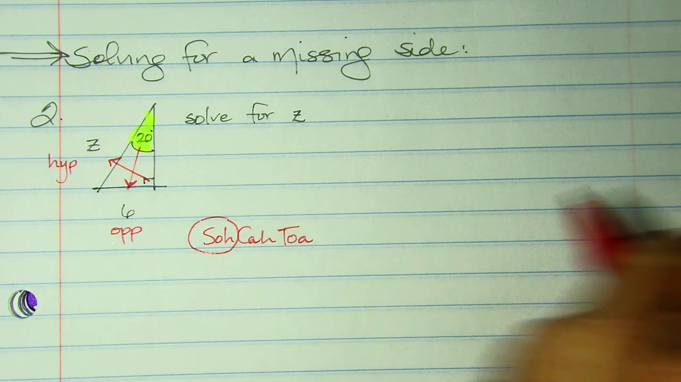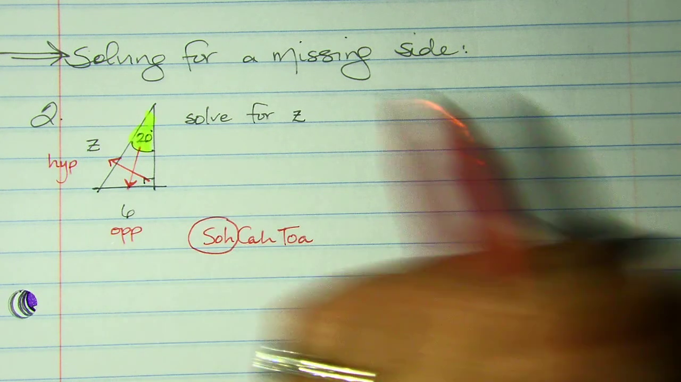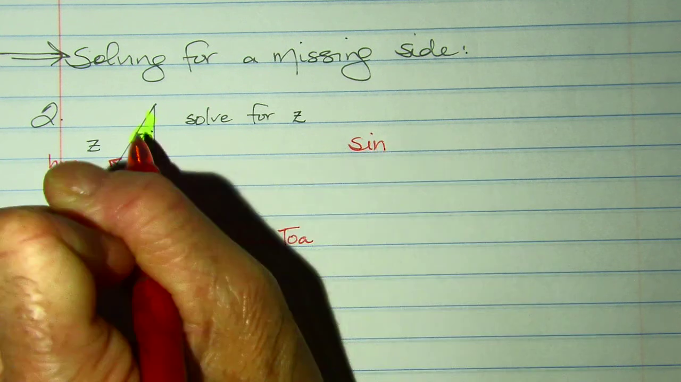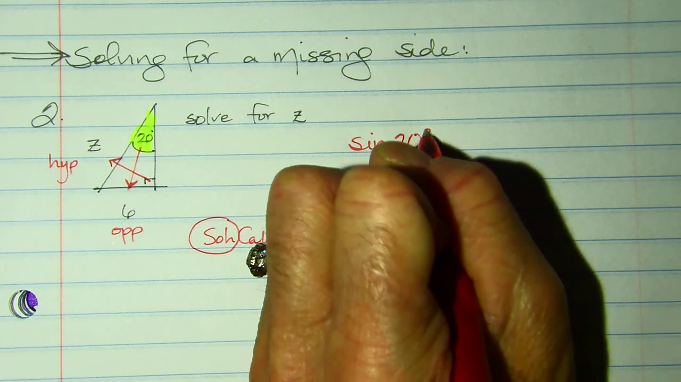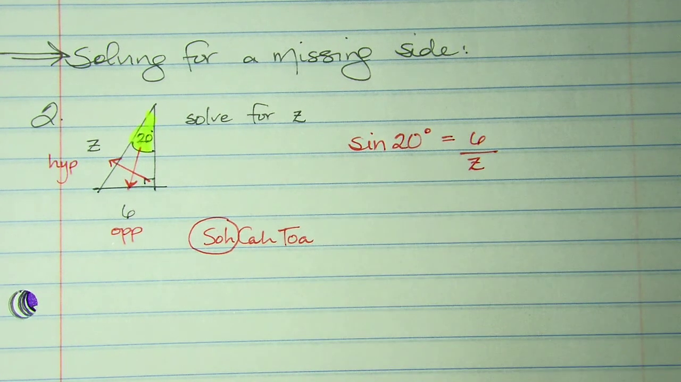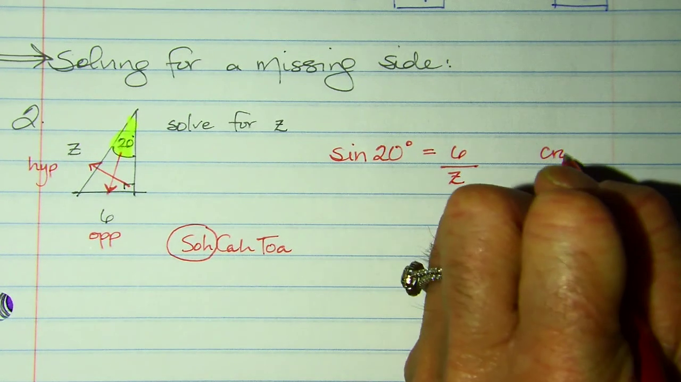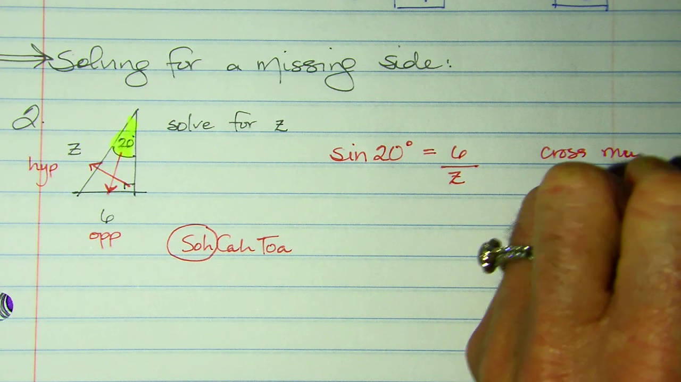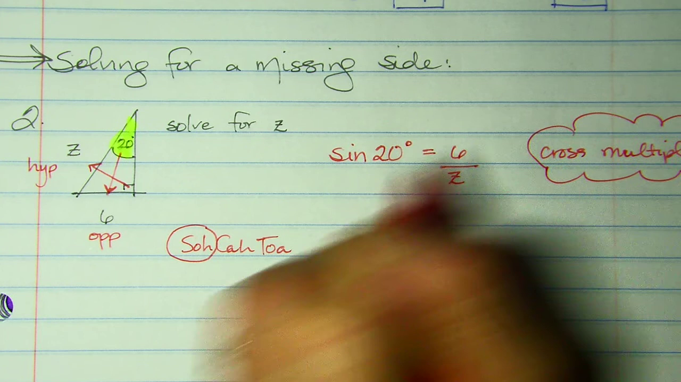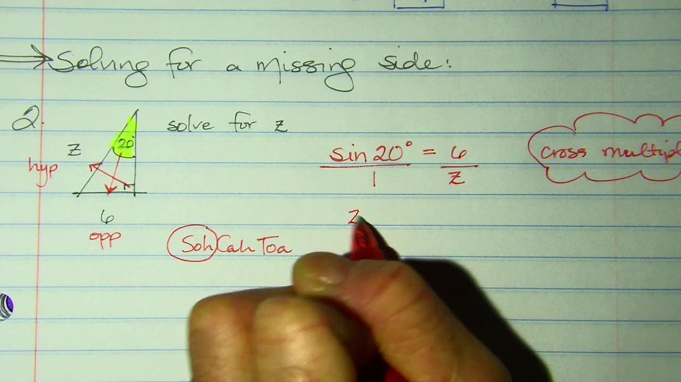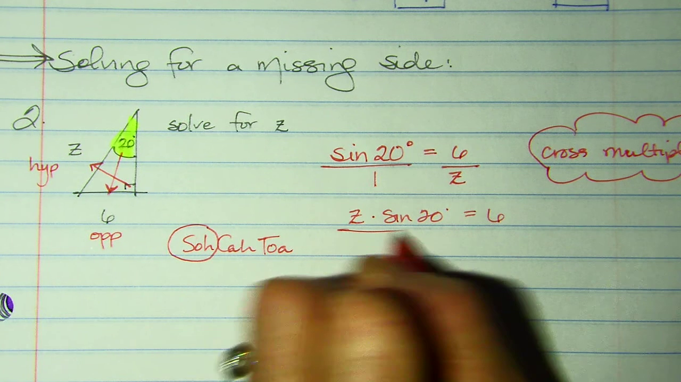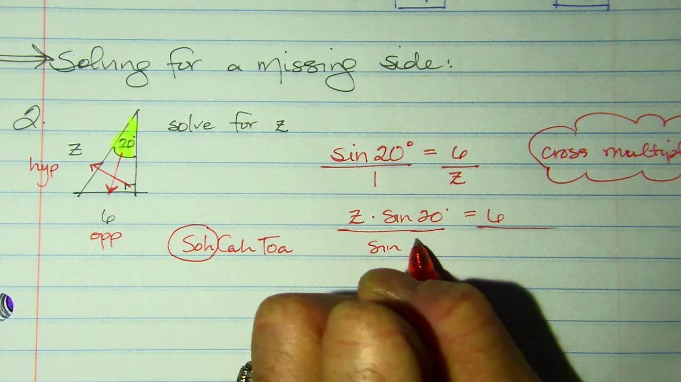So I would write it the following. The sine, and instead of writing theta, they actually gave me an angle. So the sine of 20 degrees equals my opposite side over my hypotenuse. Now to solve, I like to cross multiply. So there's a 1 here. So z times the sine of 20 degrees equals 6. I would divide by the sine of 20 degrees.